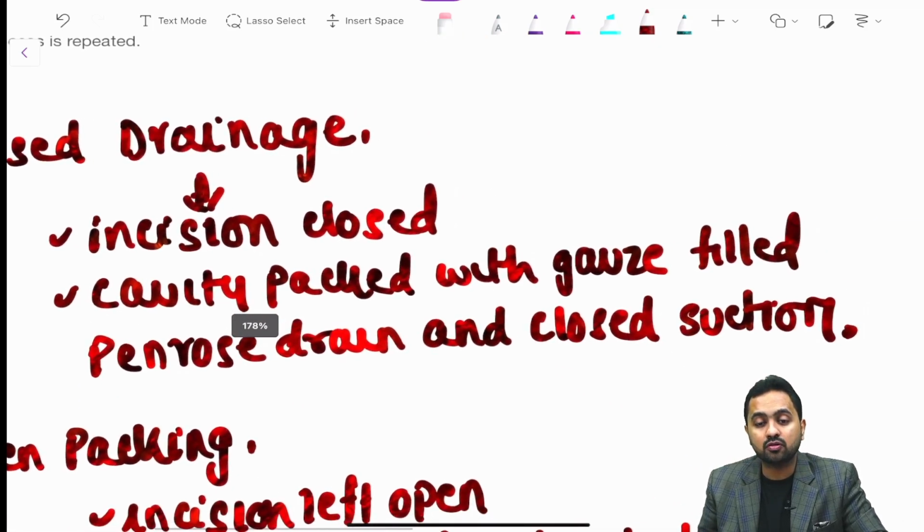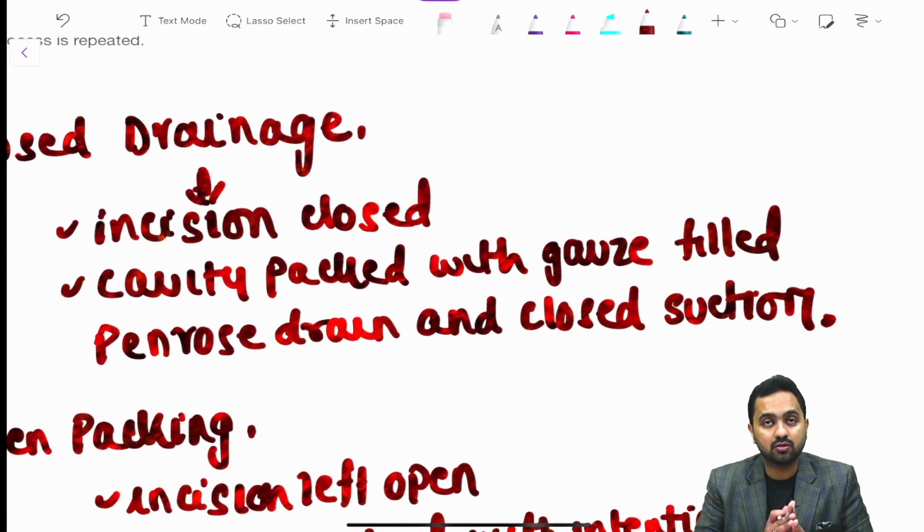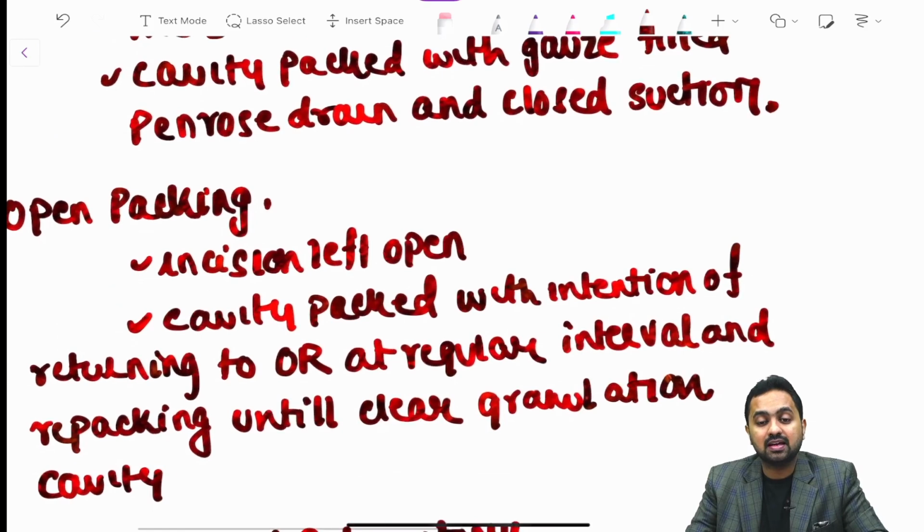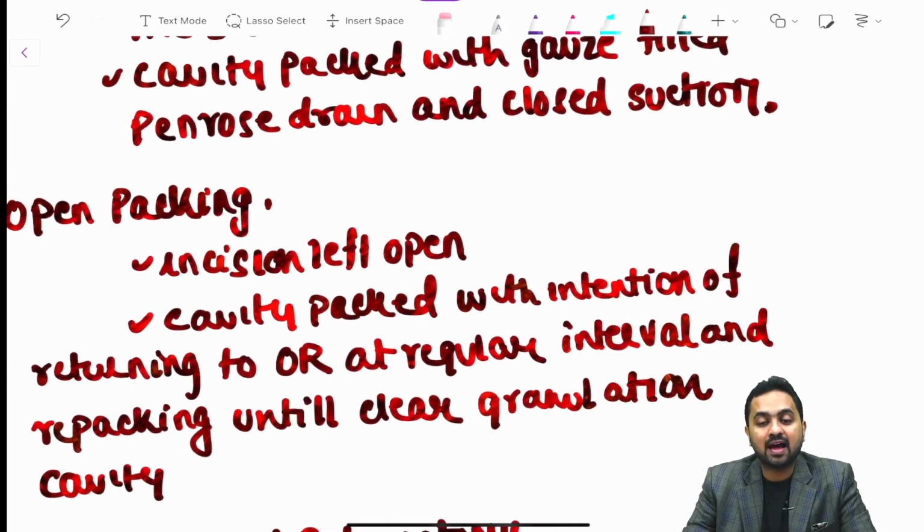Then we have closed drainage. What happens in closed drainage is that your incision is closed and your cavity is packed with gauze-filled Penrose drain and a closed suction is applied. Then we have open packing. So, the incision is left open and the cavity is packed with the intention of returning to the operating room at regular intervals and repacking until a clear granulation cavity is seen.